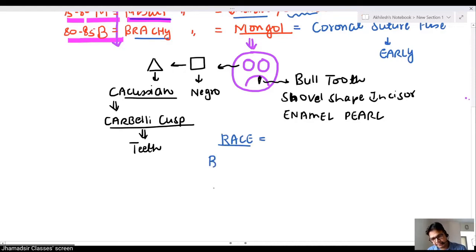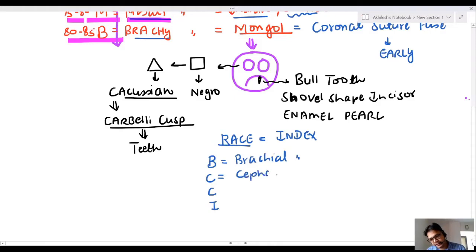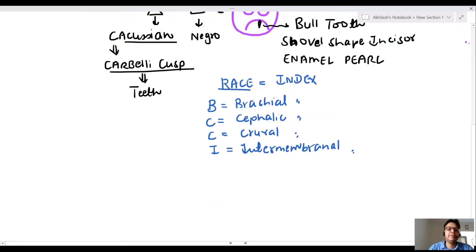Now, sir, for race, what other indices are used? We can remember by BCCI. These are other indices for race. B for brachial index, C for cephalic index, already discussed, skull bone, C for crural index, I for intermembral index. These indices are used for race. That is a very simple trick: BCCI discriminates on the basis of race. Sometimes you can get a question: what are the indices used for race? These are brachial index, cephalic index, crural index, and intermembral index.